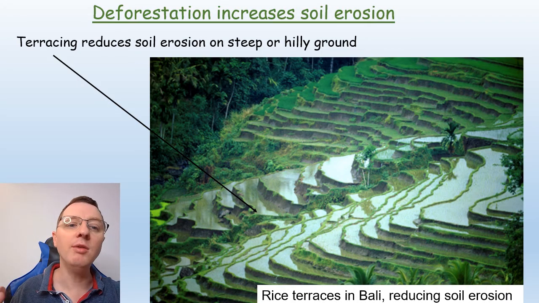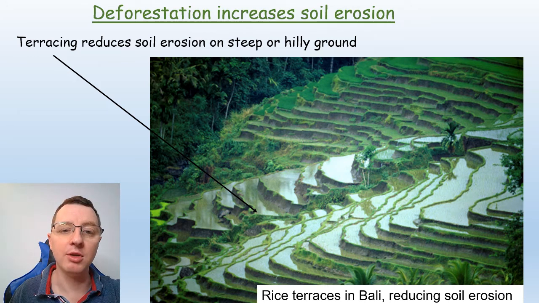To try and reduce soil erosion in many countries, terracing is used because terracing will reduce the amount of soil erosion on steep or hilly ground. And here we have an example from Indonesia where we have some rice terraces on the island of Bali, reducing soil erosion and the effects that soil erosion will have on the local communities and local environment.